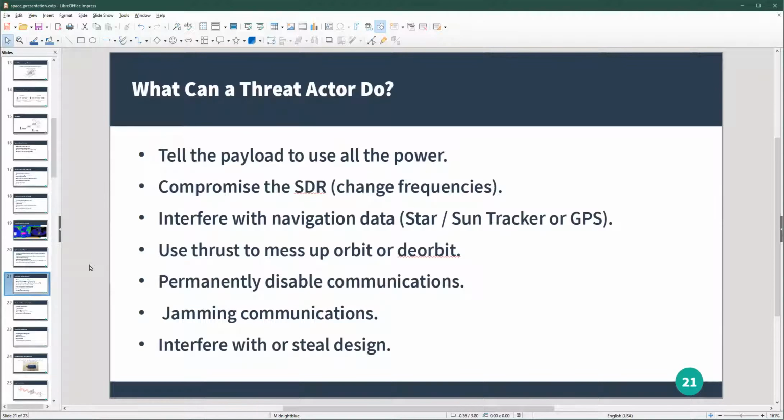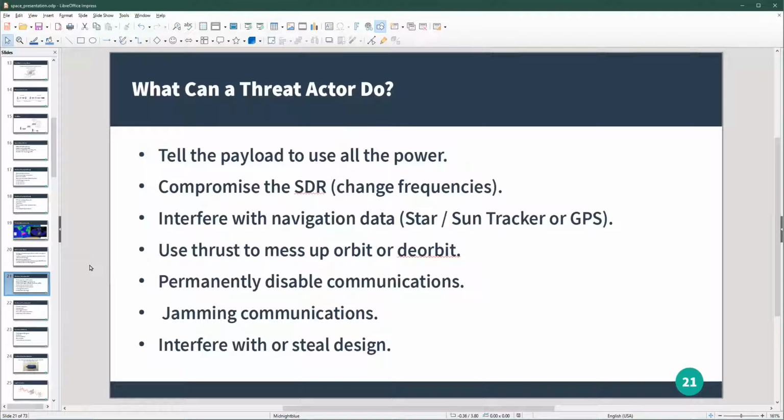But what can a threat actor do? What can an attacker of satellites do? Well, they can tell the payload to use all the power. That has been used in the past. Basically, you tell the flight computer, as soon as you boot up, run all the equipment, take all the pictures, send everything to the ground station as fast as you can. So the space vehicle boots up, it runs all the stuff, and then of course it runs out of power and shuts down. Then it tries to do the same thing, shuts down again, and it's stuck in an endless loop, and you essentially denial-of-service the whole satellite. And that has been done before on real satellites.